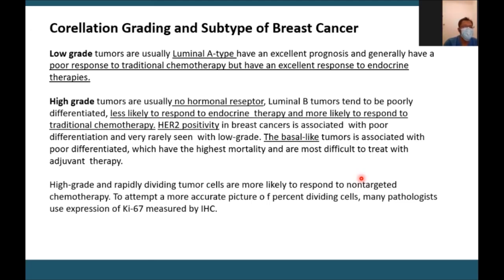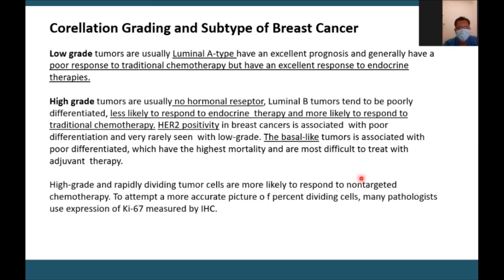And the basal-like tumor is associated with poor differentiation, has the highest mortality, and is most difficult to treat with adjuvant therapy. High-grade and rapidly dividing tumors are more likely to respond to non-targeted chemotherapy. To attempt a more accurate picture of the percent of dividing cells, many pathologists use expression of Ki67 measured by immunohistochemistry.